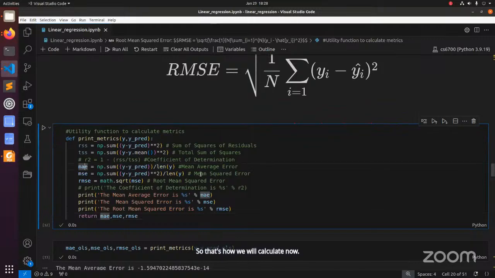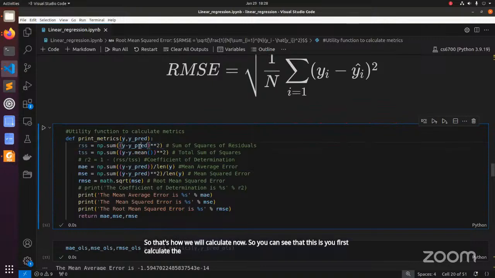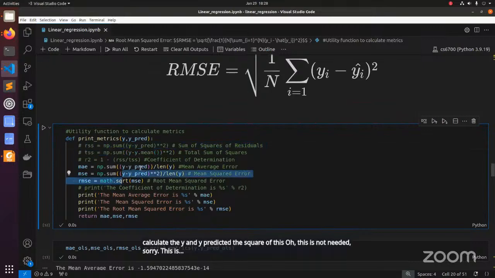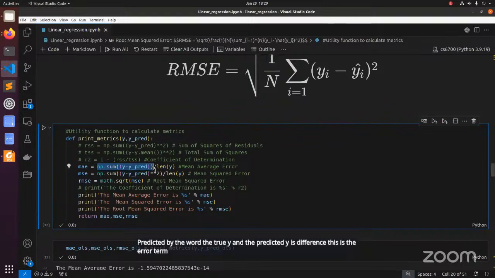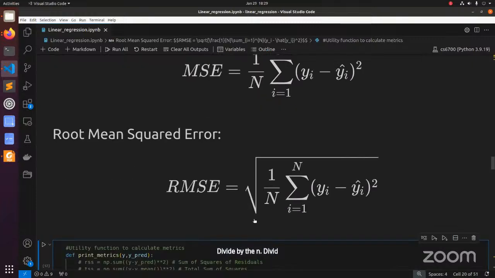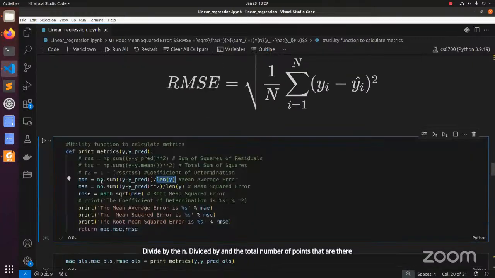You can see that you first calculate y and y predicted, the square of this. Oh, this is not needed. Sorry, this is. So MAE, the mean average error, is that you calculate the difference between the true y and the predicted y. This is the error term. You sum over all the errors and divide by n, the total number of points, so the length of y, that will give you the average error.